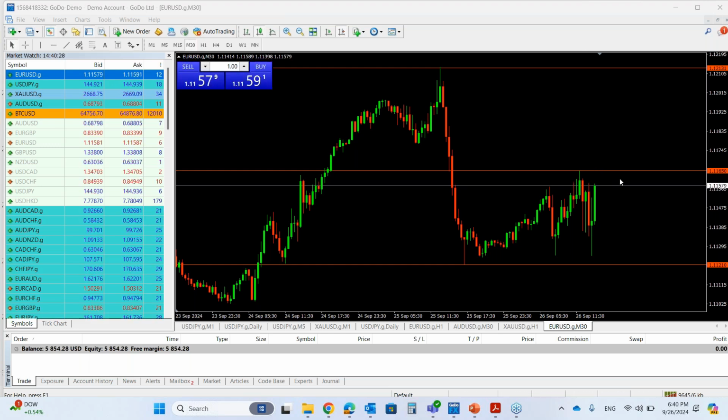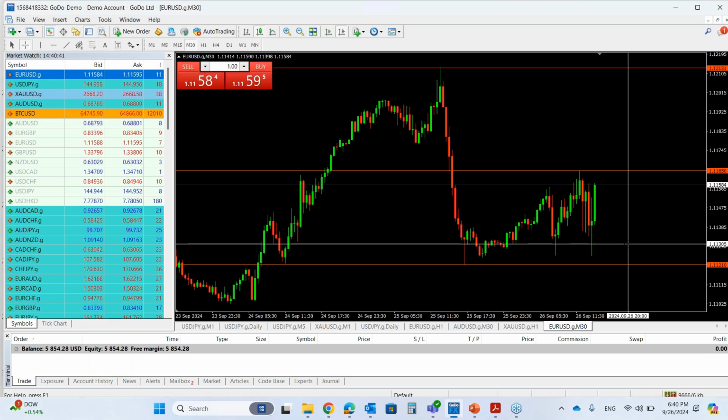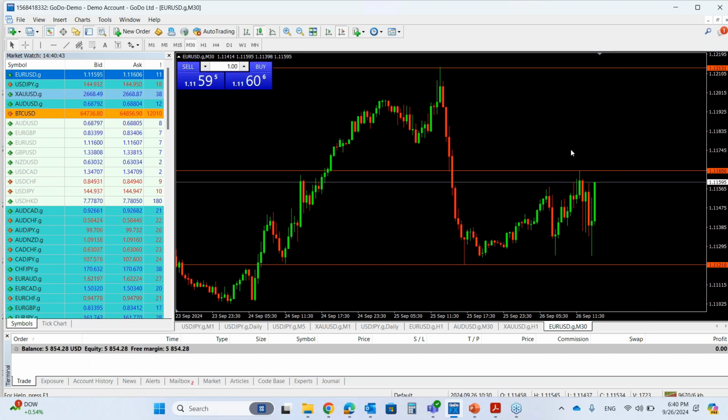But if we are just using technical analysis for this 30 minutes, I would sell from this point and put my stop loss above this level and take profit. I wouldn't be greedy, so waiting for here would be very greedy. I would just take it from here. This would be a very good profit taking.